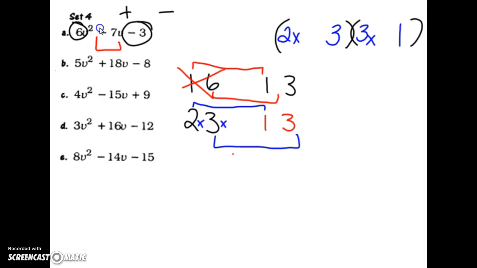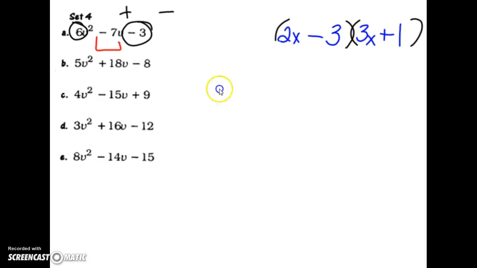Now I've got to figure out, one of these has to be positive, one negative, and I want the 7 when I add them together to be negative. So that means the bigger of the two, 3 times 3 is 9, that's the one that needs to be negative. And then I'm going to add the 2. There we go. Set 4, letter A. All right, let's try another one.